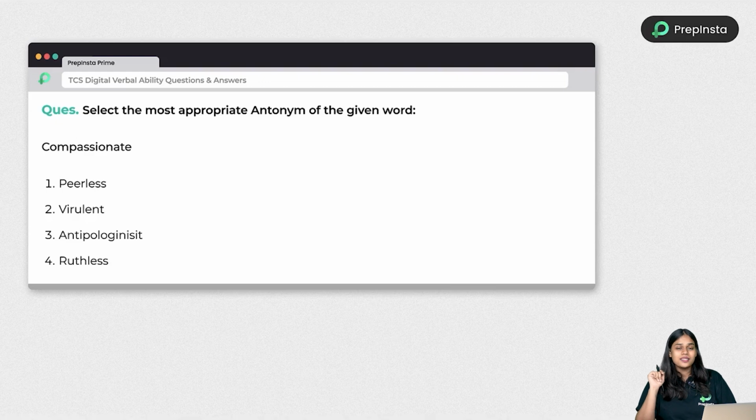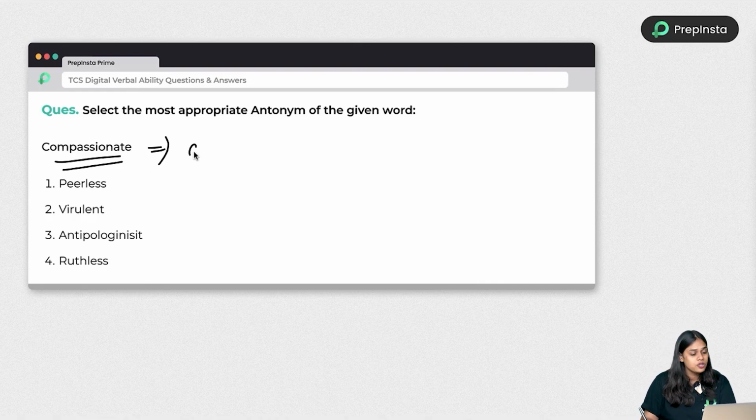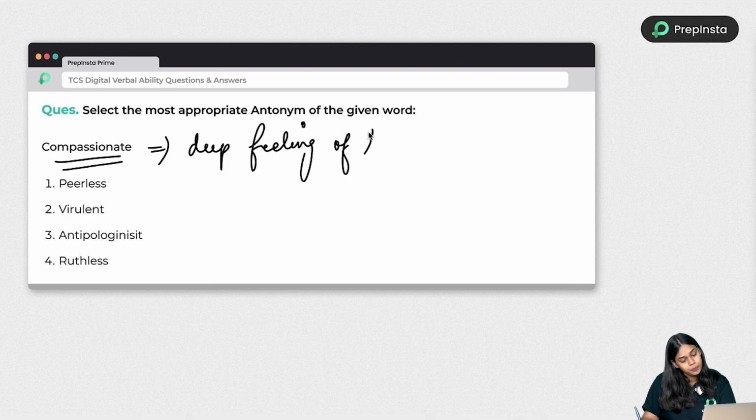Alright. So let's start off with the term compassionate. Let's understand what compassionate means. Compassionate is a combination of two words: con plus passionate. Now, what does the term passionate mean? To love something very deeply. And compassionate means someone who has a deep feeling towards something. So let's just say deep feeling of love. That can be our explanation for the term compassionate.